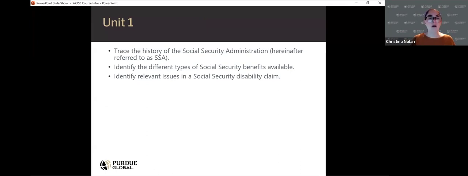Then we're going to look at what kinds of Social Security benefits are available. A lot of people, I've noticed, even just talking to people who are knowledgeable, sort of throw them all in together, and they get confused. Wait, what's the disability? How do you get the retirement benefits? How does that work? And then we're going to look at the relevant issues in a Social Security disability claim. As with any sort of legal claim, there are typical issues, so we're going to see what those are. And that's all in Unit 1.